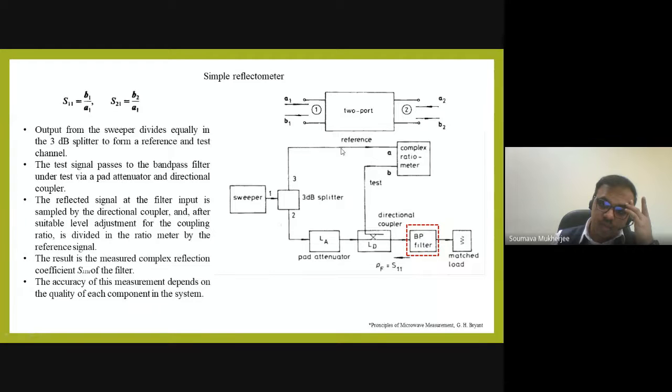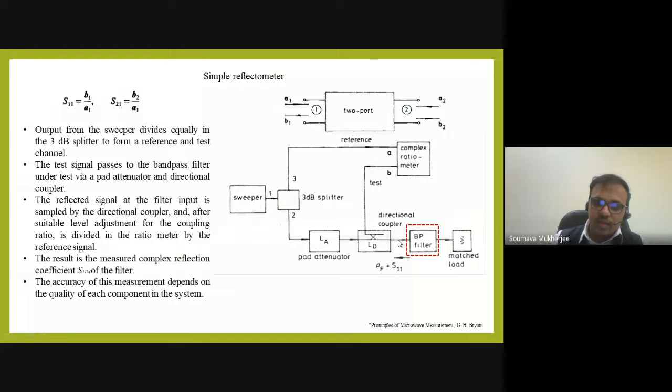The one which is going here is actually used as a reference, and the other one, first it went to the attenuator. Why this attenuator is used, I am coming to that. Then there is a directional coupler. I hope you all have a little bit of knowledge about the directional coupler, how it works. And then it is connected to the bandpass filter and matched load. So why this directional coupler is used, if you know the principle of the directional coupler, you know that whatever is reflected back, something will be coupled into this line, right? And that coupled one, we will feed it to the complex ratio meter.